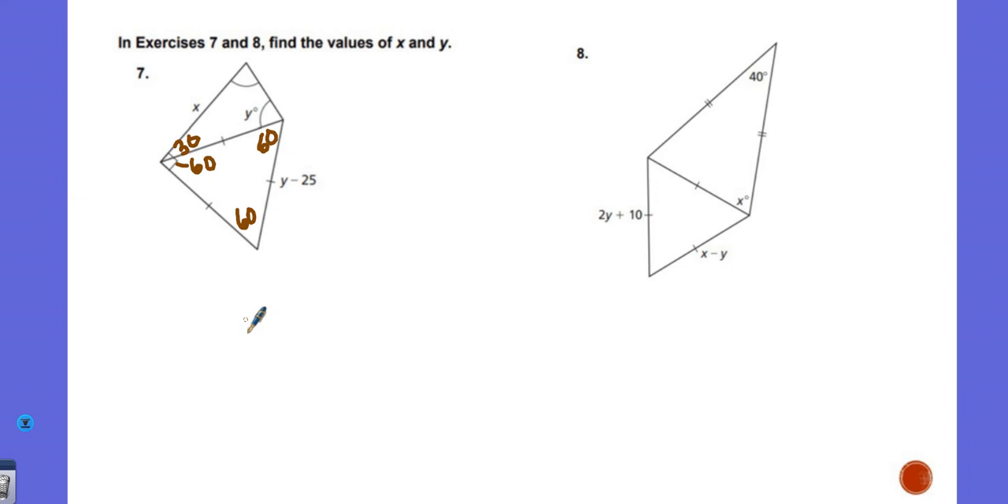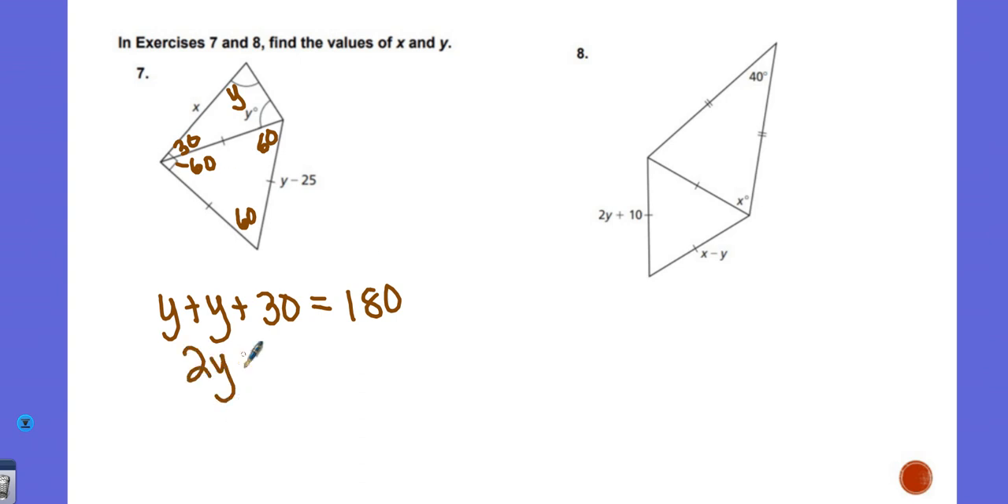So what we need to figure out now is, if these two are the same, I can easily find y. I know that there are 180 degrees in a triangle. So if this is y, they said they're the same, then this is also y. So what I would do is say that y plus y plus 30 should equal 180 to help me find y. So this is 2y plus 30 equals 180.